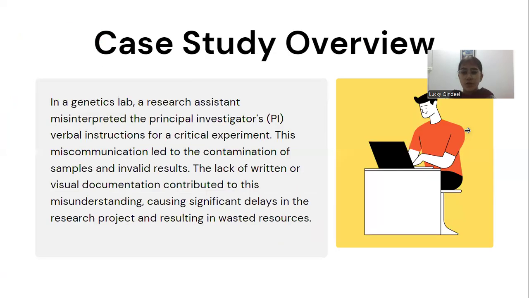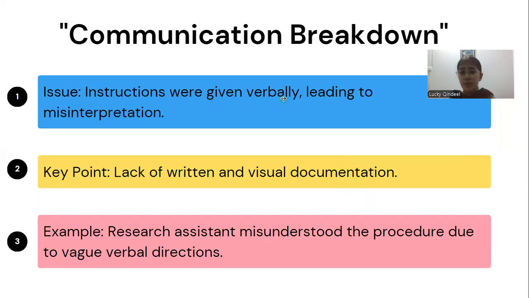First, the case study overview. In a genetics lab, a research assistant misinterpreted the principal investigator's (PI's) verbal instruction for a critical experiment. This miscommunication led to the contamination of samples and invalid results. The lack of written or visual documentation contributed to this misunderstanding, causing significant delays in the research project and resulting in wasted resources.